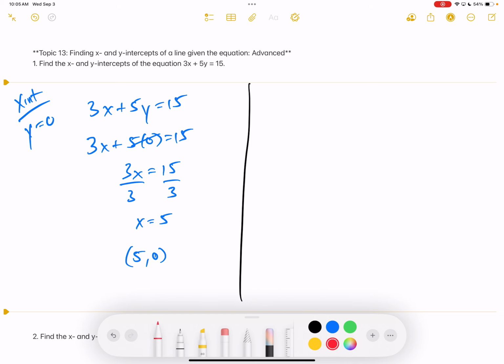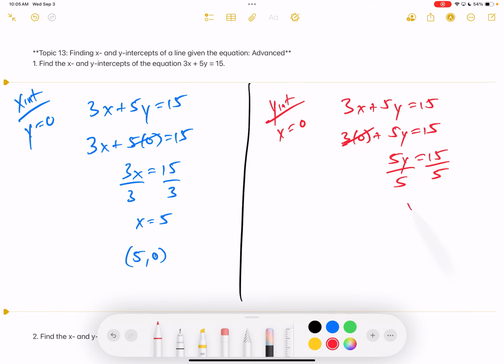So to find the x-intercept, you make y be 0. To find the y-intercept, you make x be 0. So I plug a 0 in for my x. 3 times 0 is just 0, so that goes away. So you have 5y equals 15. Divide by 5, and y equals 3. So my y-intercept, I make x be 0, and I get my y-intercept of 0, 3.